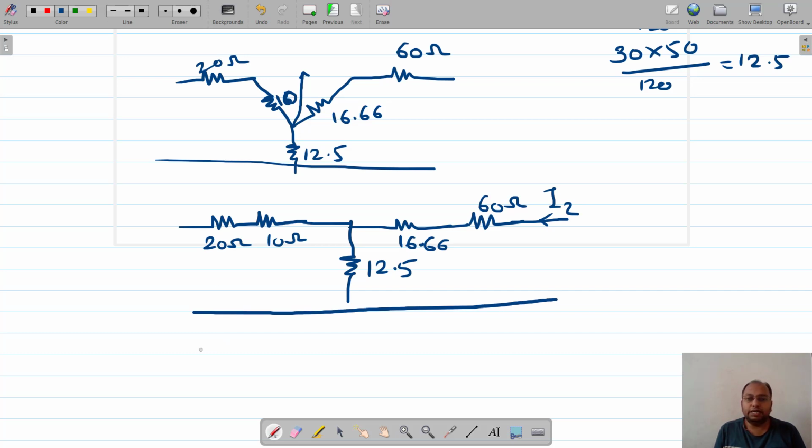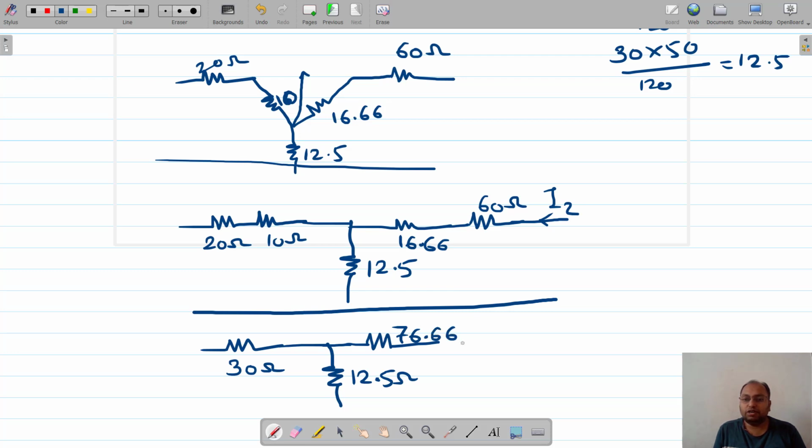10 plus 20, it is becoming 30. Am I right? Okay, this is 12.5. There is no change in this. And lastly this one 76.66. Am I right? So 60 will be added with the 16.66, so 76.66. Is that fine? Okay, very good. Now apply the Z parameter.